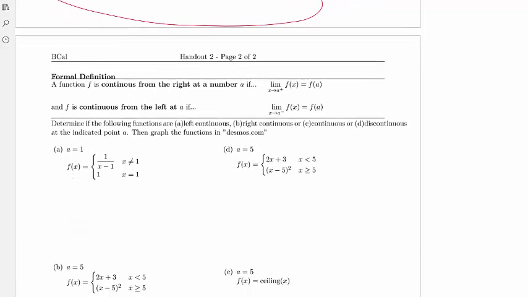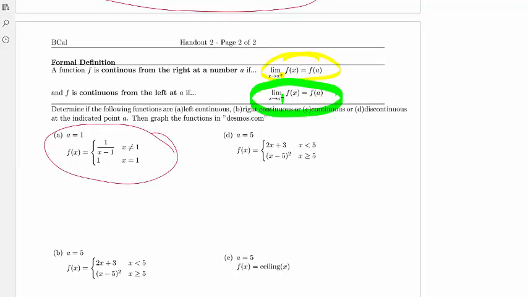A function f is continuous from the right at a number a if we have this condition here. It's continuous from the left if we have this condition right there. So note the difference. It's right continuous if it fits the definition of continuity from the right. It is left continuous if it fits the definition of continuity from the left. It's basically the same thing we were doing before, only now we're looking at whether it is left or right. Alright, so let's go ahead and take a look at this.